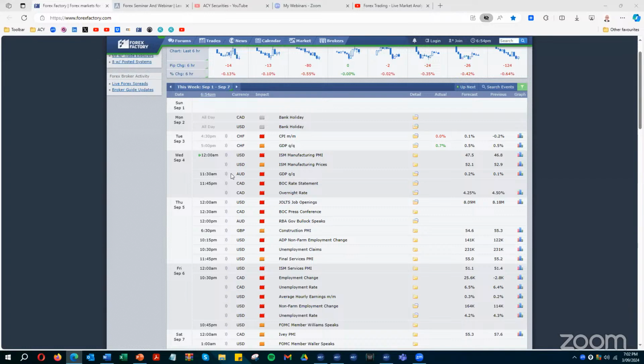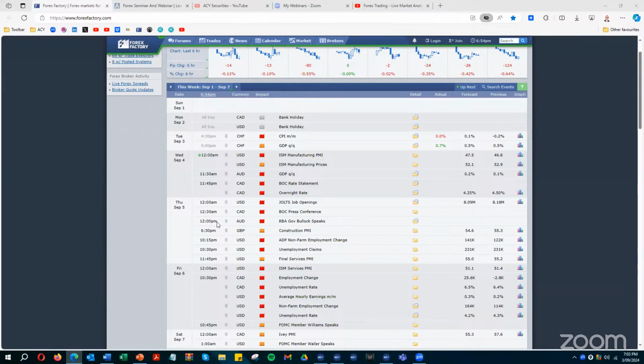Tomorrow morning for the Aussie crosses, we have the Aussie GDP QQ at 11:30 a.m. I think they're expecting, from what I'm seeing on the news, a soft number. So shouldn't have any surprise, I don't think, there, but we'll have to wait and see. Tomorrow evening for Canada, we have the interest rate decision, expecting a cut there. So that's at 11:45, rate statement, overnight rate. Midnight into Thursday for the US, we have job openings, press conference from the Canadian BOC.